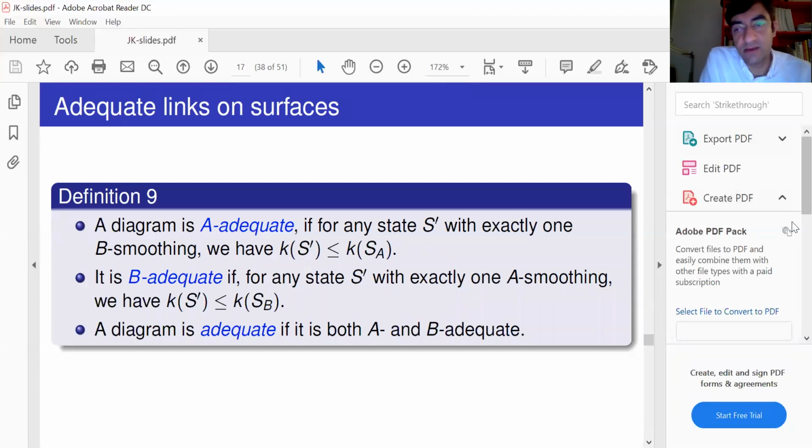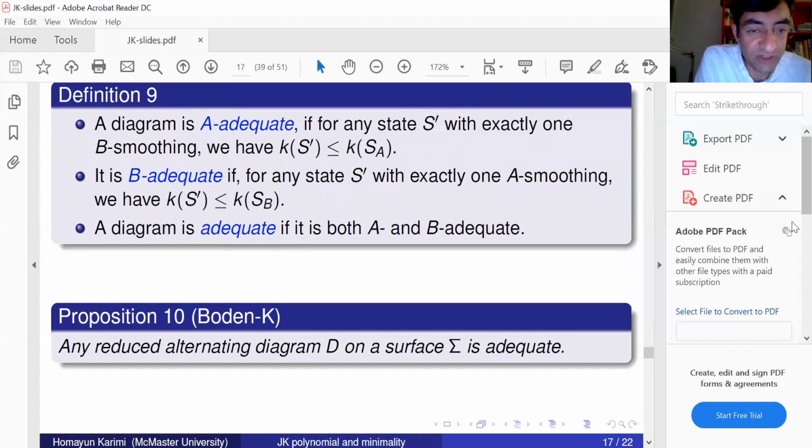Just like before, we need an appropriate notion of adequacy in this setting to guarantee that for adequate diagrams, the maximum A degree and the minimum A degree survive in the Kauffman bracket. So we define a diagram as A-adequate if for any state S prime with exactly one B smoothing, K of that state should be less than or equal to K of S_A. Similarly, we define B-adequate if you take any state S prime with exactly one A smoothing, then K of S prime should be less than or equal to K of S_B. And the diagram is called adequate if it is both A and B adequate.